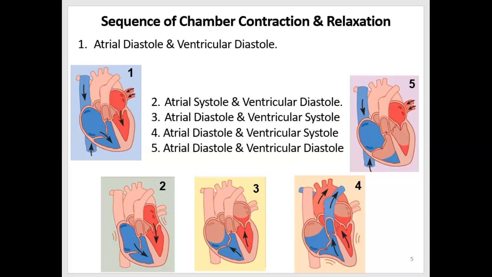Number 3 depicts the beginning of atrial diastole, so the atria are relaxing, and the beginning of ventricular systole. Note that during this time blood does not eject from the ventricles. In number 4, the orange box shows that the continuation of atrial diastole and ventricular systole will produce blood ejection from the ventricles. And lastly, number 5 in the purple box, all chambers relax, all chambers enter diastole, so both atrial diastole and ventricular diastole occur simultaneously. During this time, blood is returning to the heart and the atria will fill with blood.